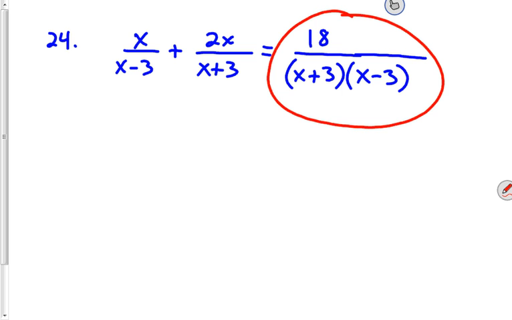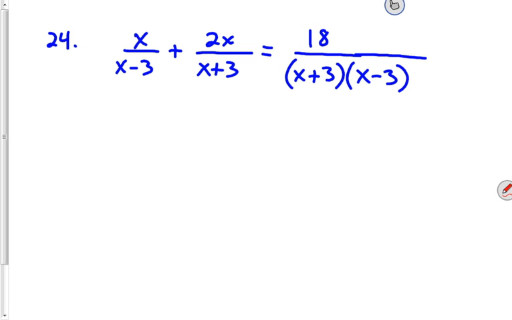If we wanted to, we could give all of these a common denominator and combine them, right? We could do that. I'm just not sure that's the most efficient method for this problem. Here's what I would propose doing. I would multiply both sides of this equation by the x plus 3, x minus 3. So it would happen like this.